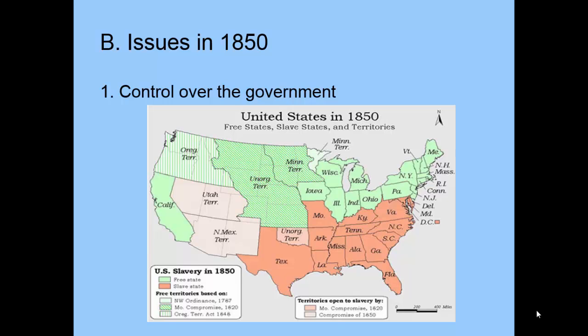However, we won't have to count all the states. At this point, there are 15 slave states and 15 free states, not including California, and so the South realizes that if California comes in as a free state, they're going to lose control of that sectional balance in the Senate. And of course, we know from previous lectures that they don't want this to happen. They're afraid that if this happens, then the North will somehow get rid of slavery because they control the House and the Senate. And so it's critical for the South that California comes in as a slave state.